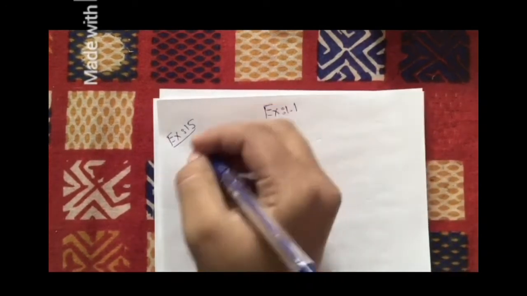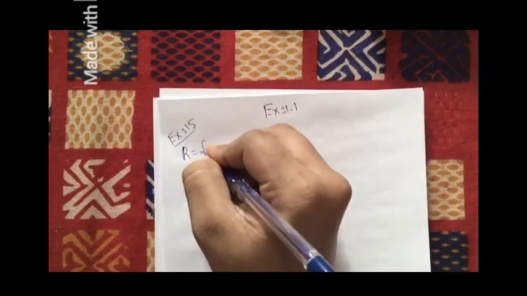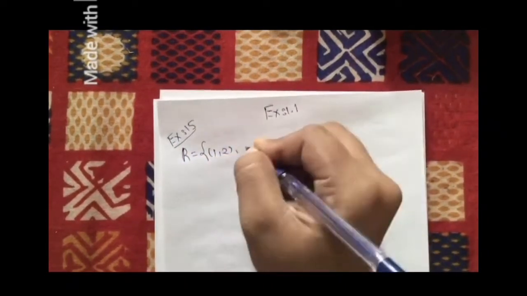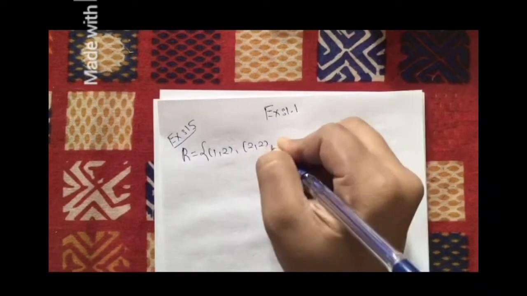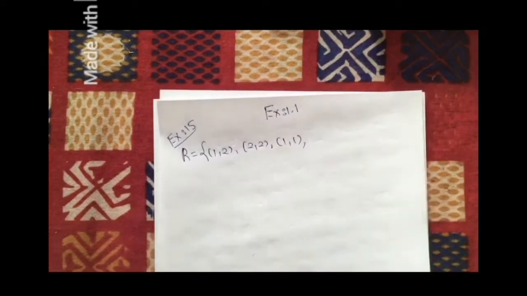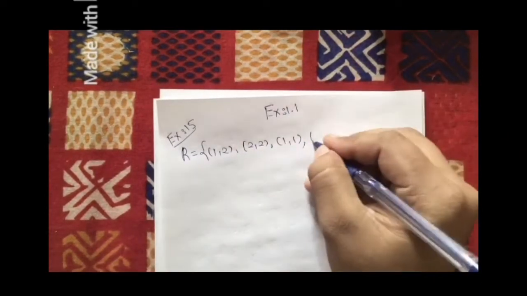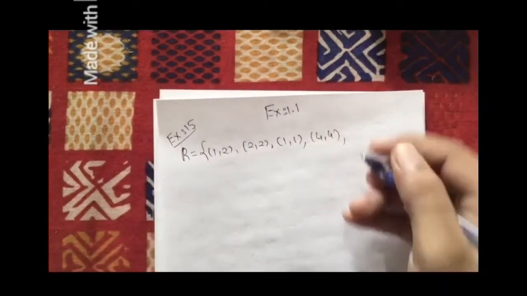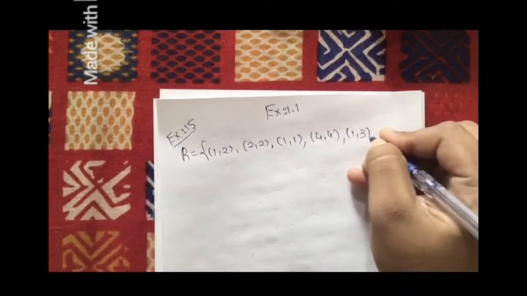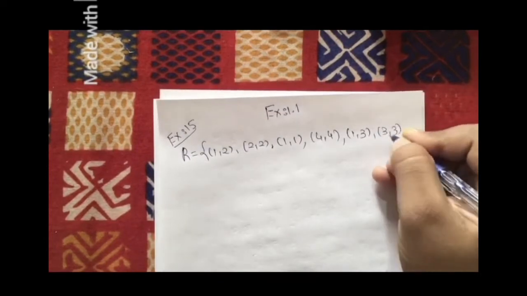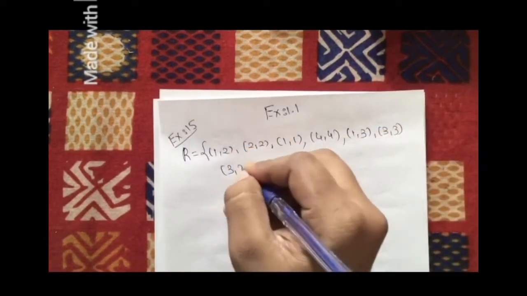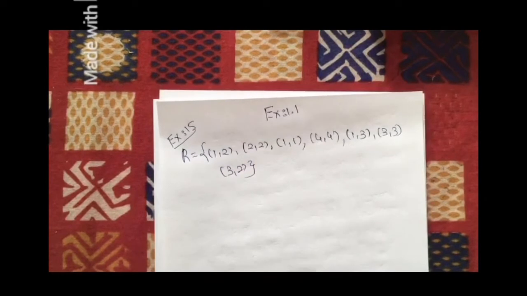The given relation R is equal to {(1, 2), (2, 2), (1, 1), (4, 4), (1, 3), (3, 3) and (3, 2)}. So choose the correct option.